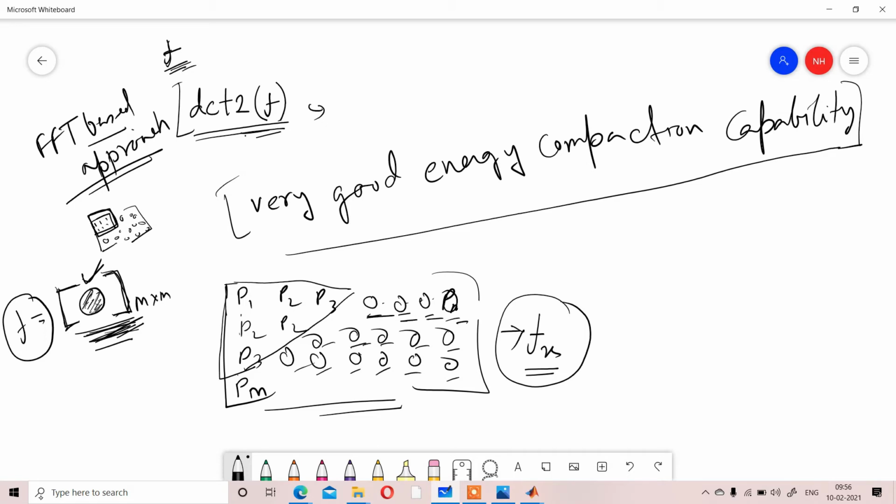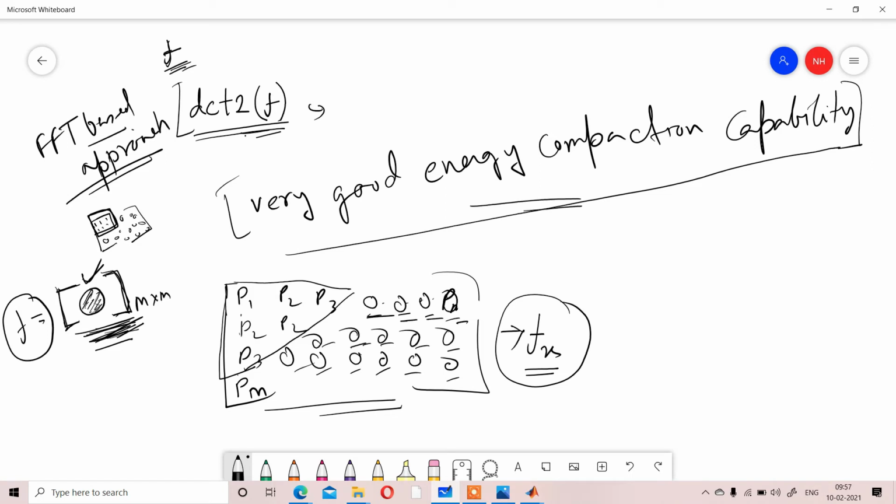Very good energy compaction means that the maximum information of an image will remain within a few number of pixels, not throughout the pixels. Throughout the pixels you will get information, but maximum information you will get within a few number of pixels. That is very good energy compaction capability.